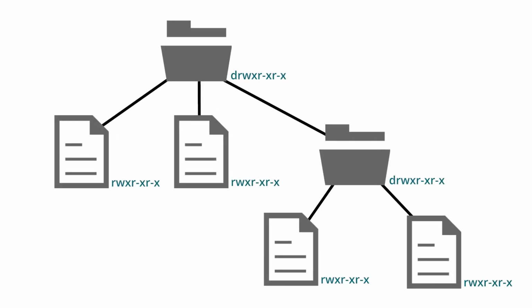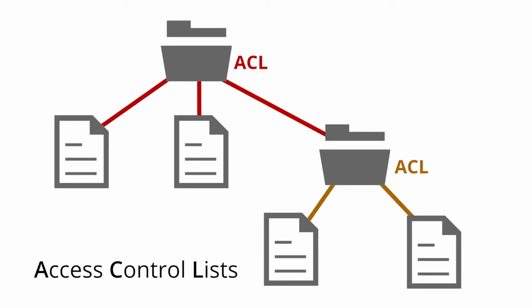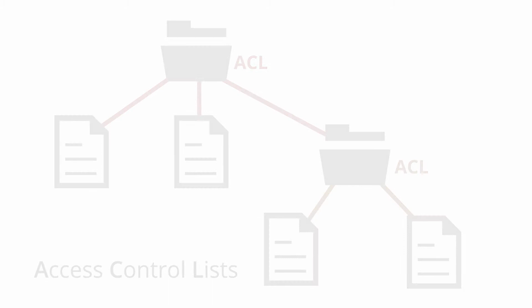Unlike standard Unix file systems, permissions in AFS are granted per directory, not per file. This is handled by access control lists, sometimes called ACLs, set on each directory. These ACLs can grant variable levels of permission to individual users or to user groups.